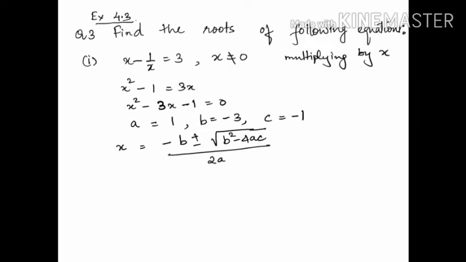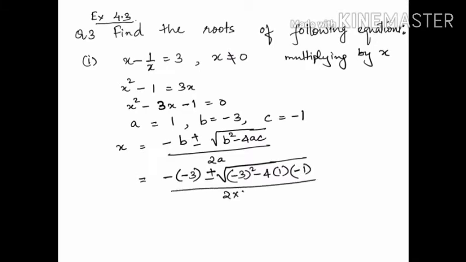Always write down the formula, because in case you go wrong in substituting the value or calculation later on, you at least get marks for the formula in your answer. So this is equal to minus, this minus is the minus sign of the formula. So we copy it as it is. B is minus 3. So we write it in the bracket, plus minus root minus 3 square minus 4 times 1 into minus 1 divided by 2 times 1.